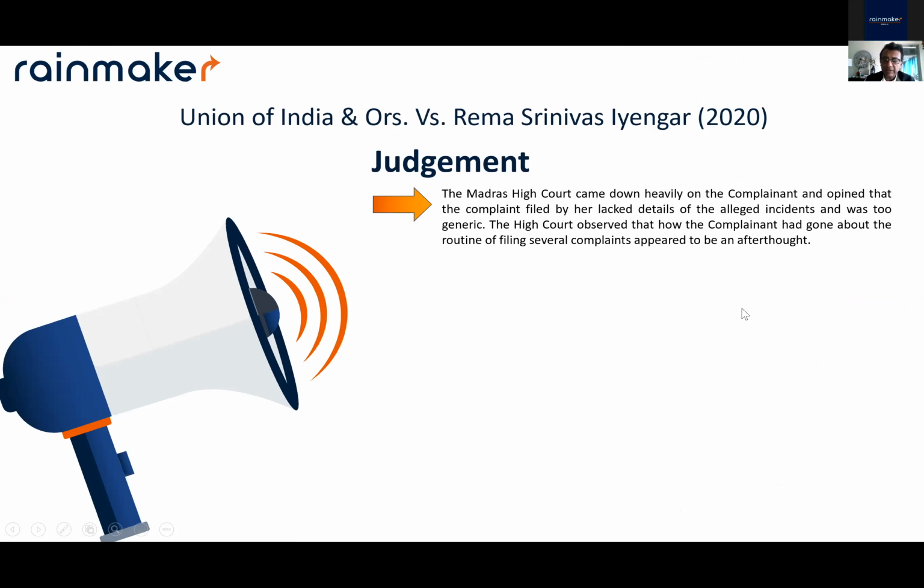The Madras High Court came down heavily on the complainant and opined that the complaint filed by her lacked details of the alleged incidents and was too generic. So if you remember the first part of what we discussed, it did not contain details with respect to the sexual harassment that a complainant had suffered. The High Court observed that how the complainant had gone about the routine of filing several complaints appeared to be an afterthought. It was opined that the local committee had given an erroneous decision via a non-speaking ex parte order.